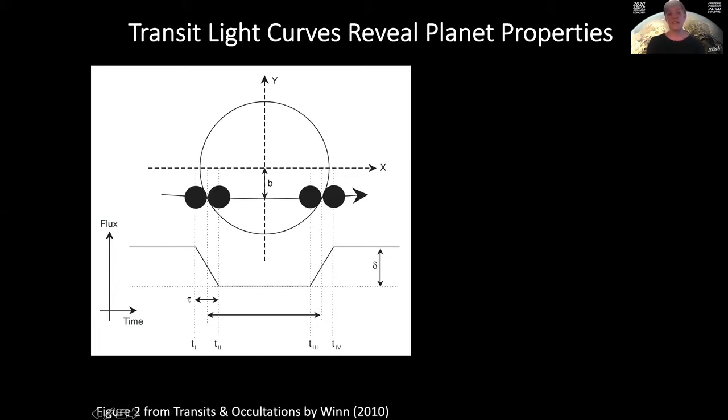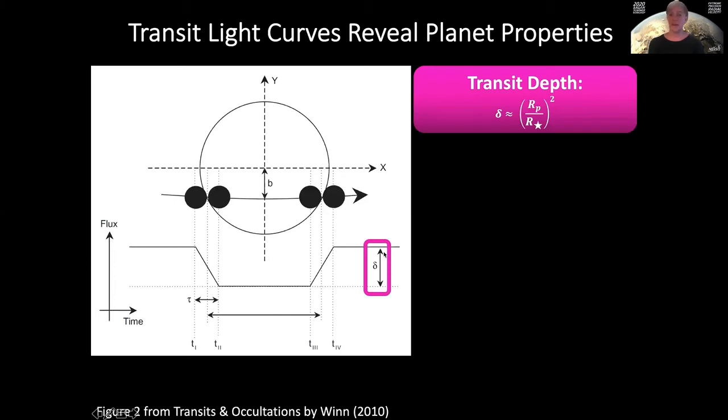The number delta here represents how much dimmer the star is during the planetary transit. We can relate this transit depth delta back to the radius of the planet if we know the radius of the star. An important theme to remember for all of exoplanet work is that we only know the properties of the planet as well as we know the properties of the star. So if we want to figure out whether our transiting planet is the size of Earth or the size of Neptune, we really need to know exactly how large our star is.